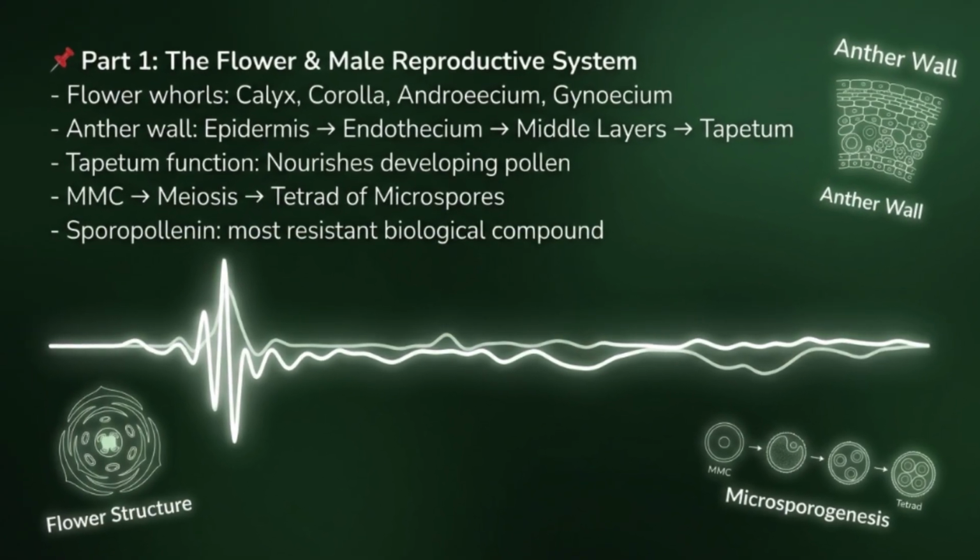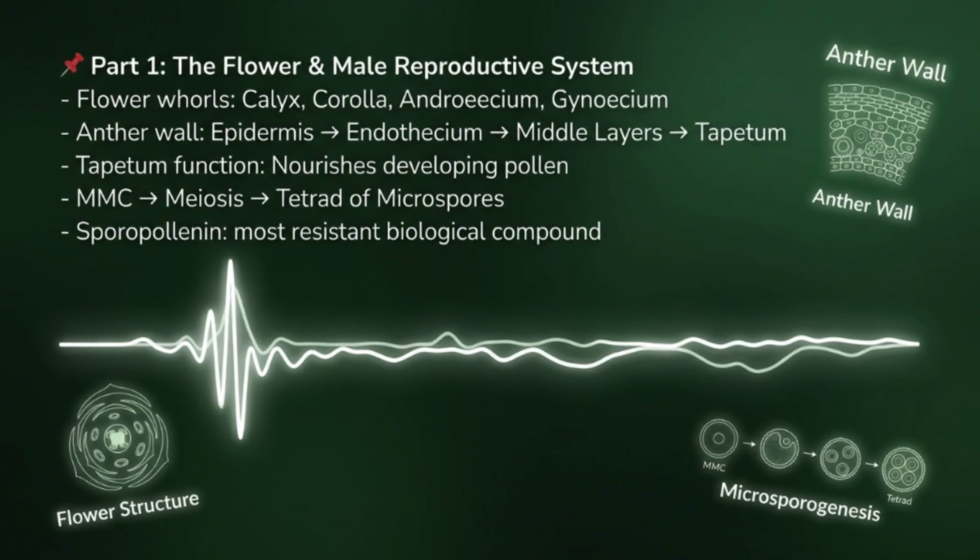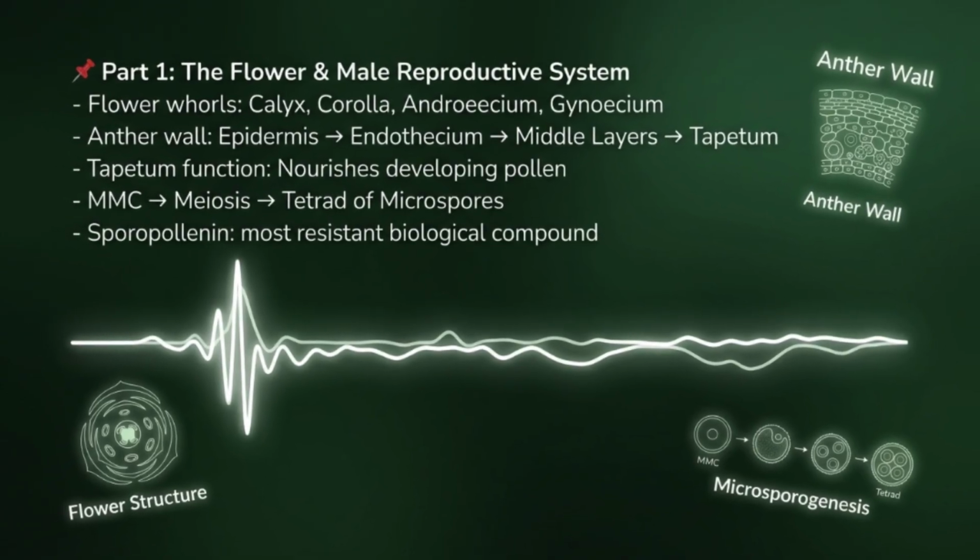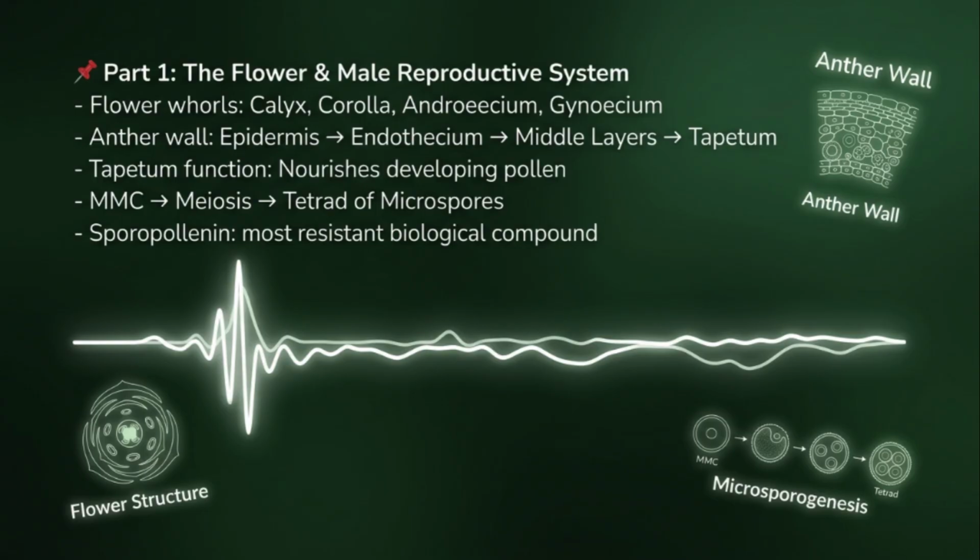A complete flower has 4 whorls. From outside inward, the calyx made of sepals for protection, the corolla made of petals for attraction, then the androecium, the male part, made of stamens, and finally the gynoecium, the female part, made of pistils or carpels. The stamen has 2 parts, a filament and an anther. The anther is where pollen is made. It's bilobed, with each lobe having 2 microsporangia, so 4 microsporangia per anther.